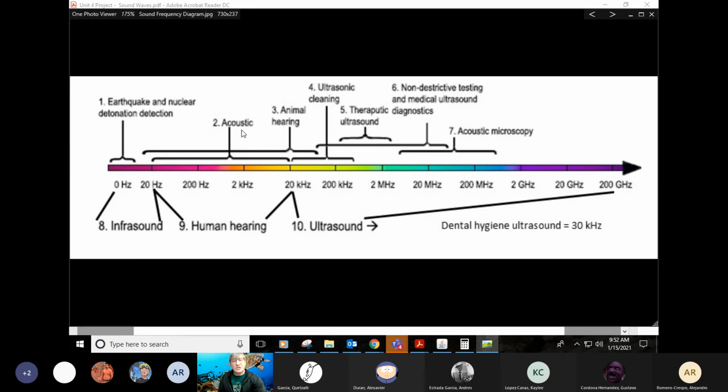Next, it talks about acoustic. That's just the proper name for the range of human hearing. If it's in the acoustic range, it's between 20 hertz and 20,000 hertz. We often just say 20 to 20 or 20 to 20K.